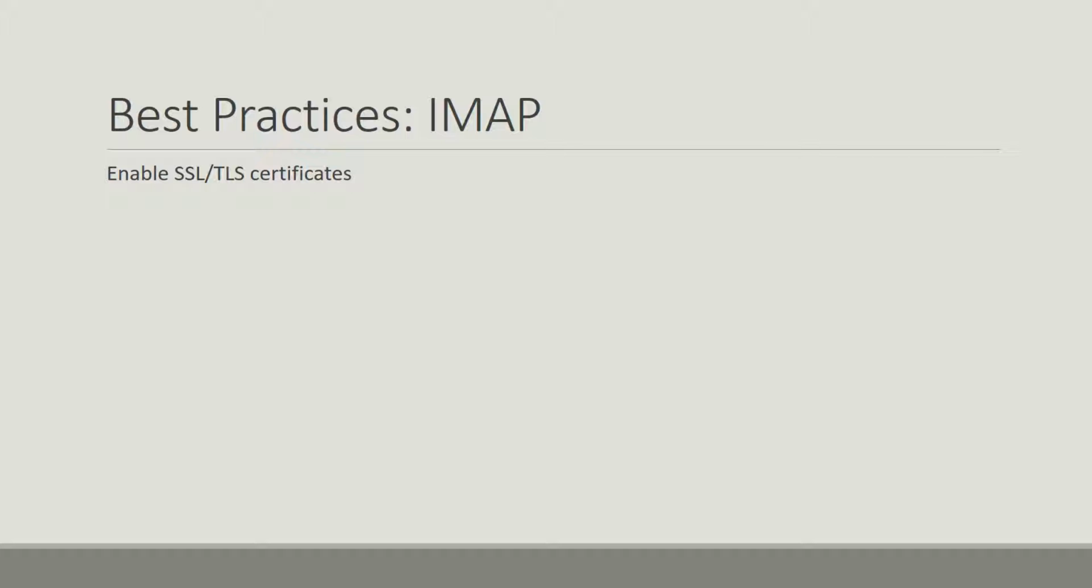IMAP. The best practice when you're operating with IMAP is to enable your SSL and TLS certificates. To add security to your IMAP, you just need to add SSL and TLS encryption as a layer underneath the existing protocol. IMAP uses port 143, but SSL and TLS encrypted IMAP uses port 993.